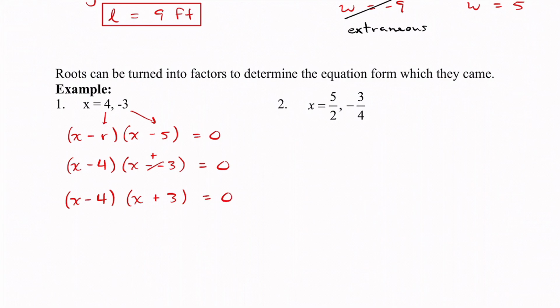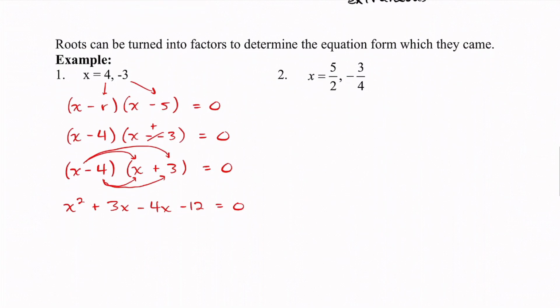Okay, and then from there, I can just FOIL this. So x times x, that's going to give me x squared. An x times a 3 is 3x. Negative 4 times x is negative 4x. And then the last one, negative 4 times 3, that's negative 12. Okay, and then those two middle terms, I can put those two together. So I get x squared minus 1x. You wouldn't have to put the 1, but you can write it. Minus 12 equals 0. And that's our solution.